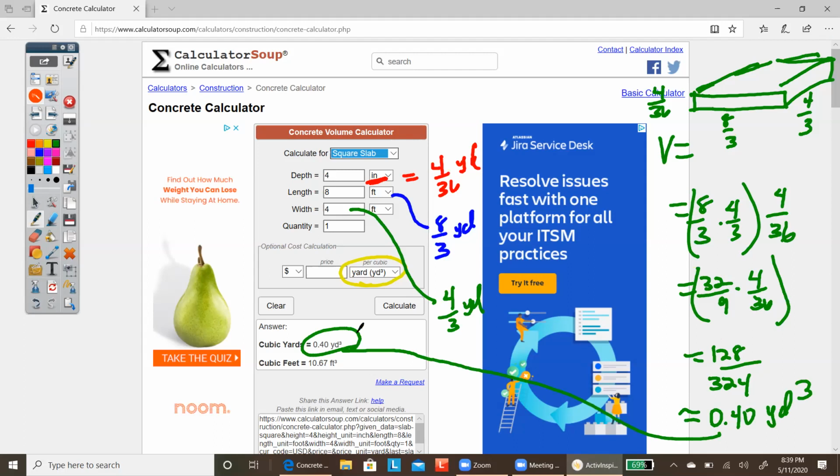Okay, so that application, hopefully it didn't scare you, but that's a real world application of volume. So that should be enough to get you through tonight's homework. And next time we're going to go on to pyramids and cones.